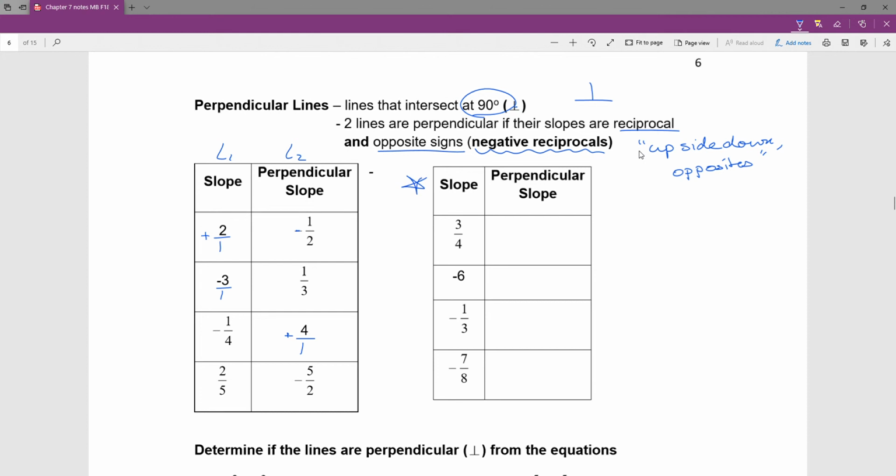Give these ones a try. So these ones are saying, if line 1 is this and line 2 was perpendicular, what would be the slope of that perpendicular line? Give them a thought. I'll throw the answers in. I do think that sometimes thinking this through in your own words, so upside down opposites, is somehow useful. The other thing is that it can be useful to write the fractions where you see the whole numbers, because that allows you to see how they really are upside downs of each other.